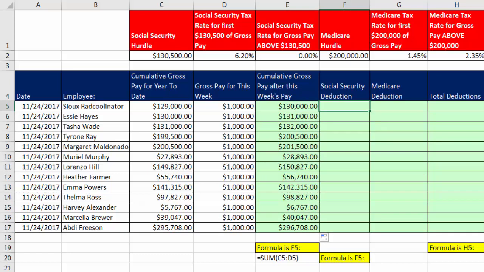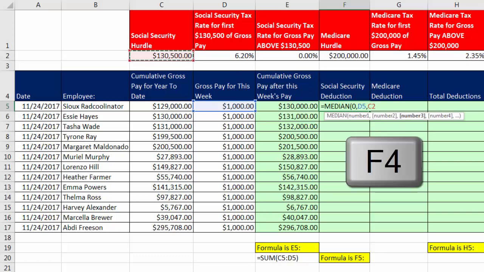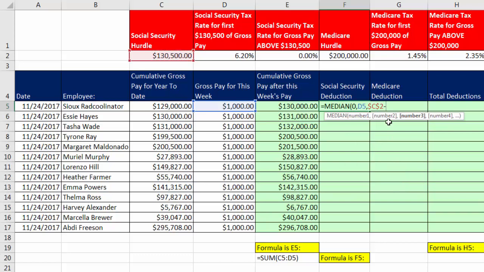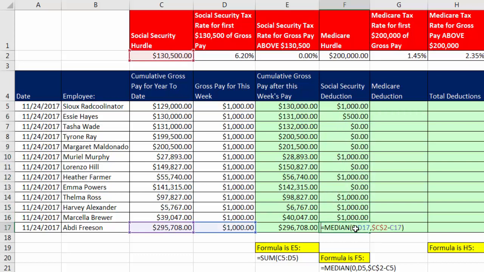Now Social Security deduction. Well, I'm going to start with just the median and try and calculate the amount of gross pay that we multiply times 6.2. So equals median. We can do it in any order. Well, I know there's a 0, comma. I know there's the full amount, comma. And I know whatever the hurdle is up here. And I need to lock that with the F4 key. Minus the cumulative before this paycheck. Close parentheses, Control Enter, and copy it down. I'm going to go to the last cell and hit F2.